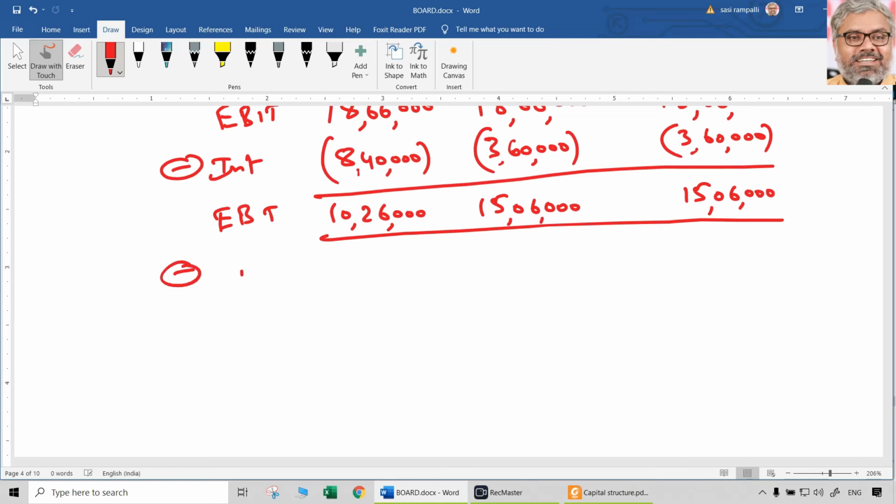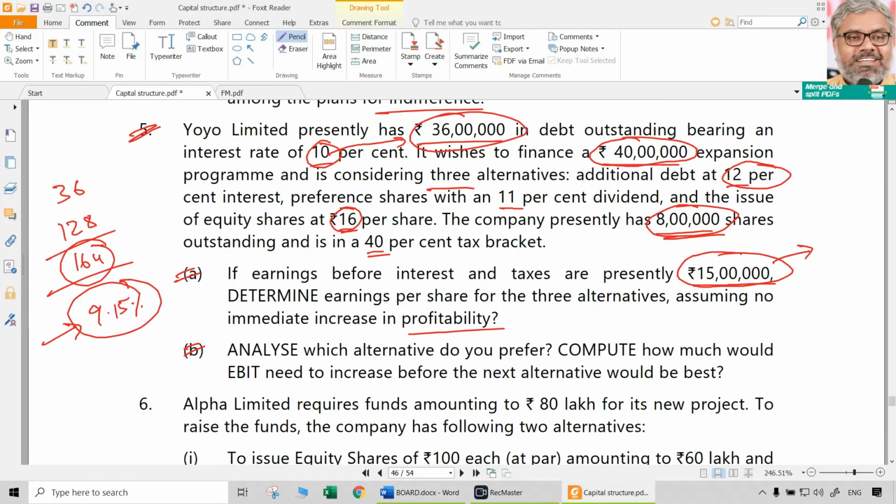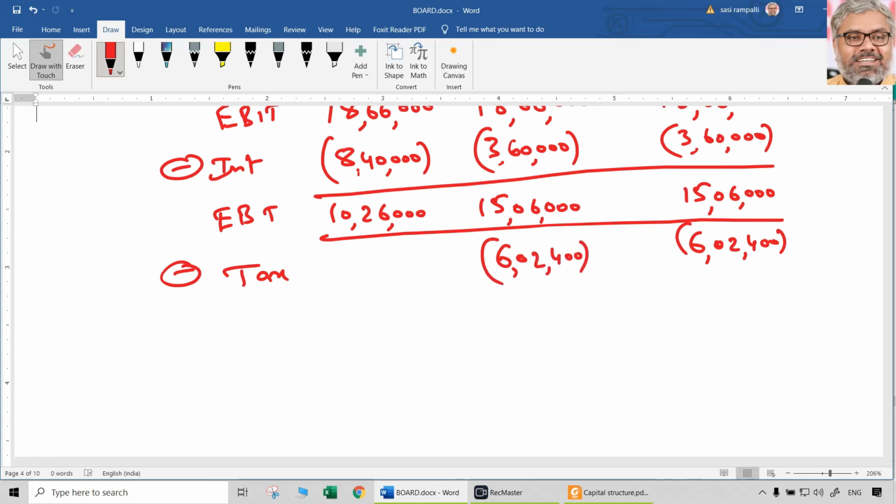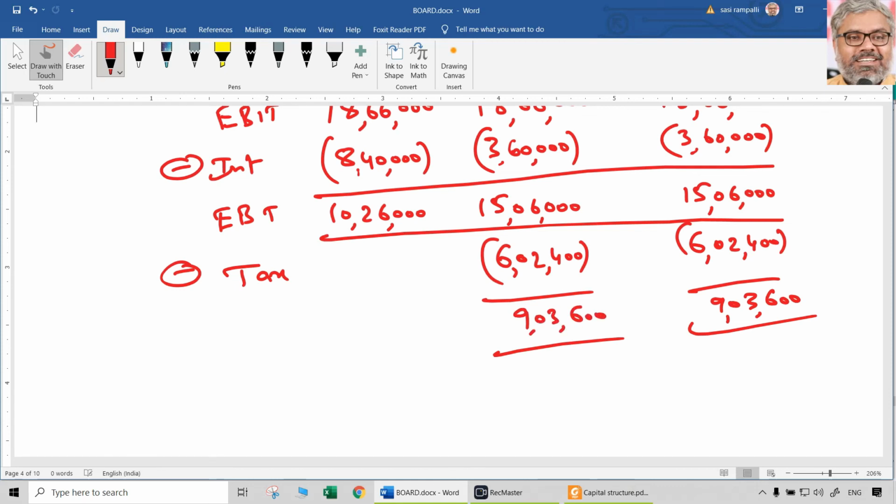That is EBT. Deduct tax. What is the tax rate given? 40%. So calculate tax: 6 lakhs 2,400. Remaining will be 9 lakh 3,600 in both the options 2 and 3. But option 1 is different. 10 lakhs 26,000 into 40% will be 4 lakhs 10,400.